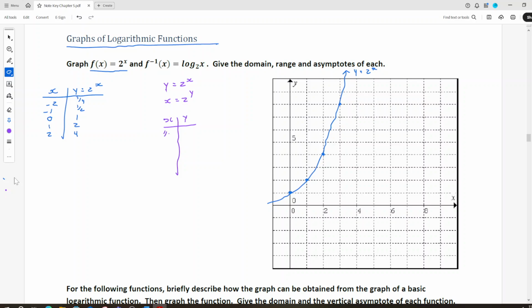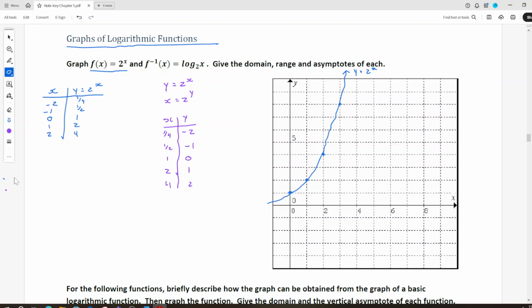So we could say when x is a quarter, y is -2. When x is a half, y is -1. When x is 1, y is 0. When x is 2, y is 1. When x is 4, y is 2. So I've just swapped all the x and the y values.